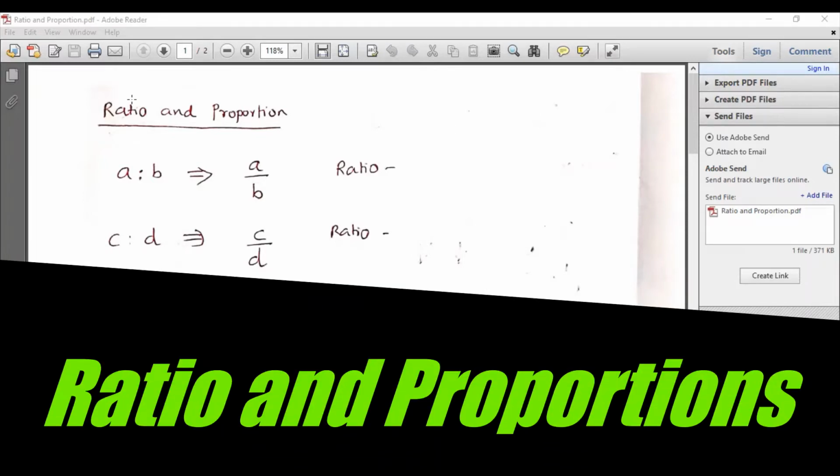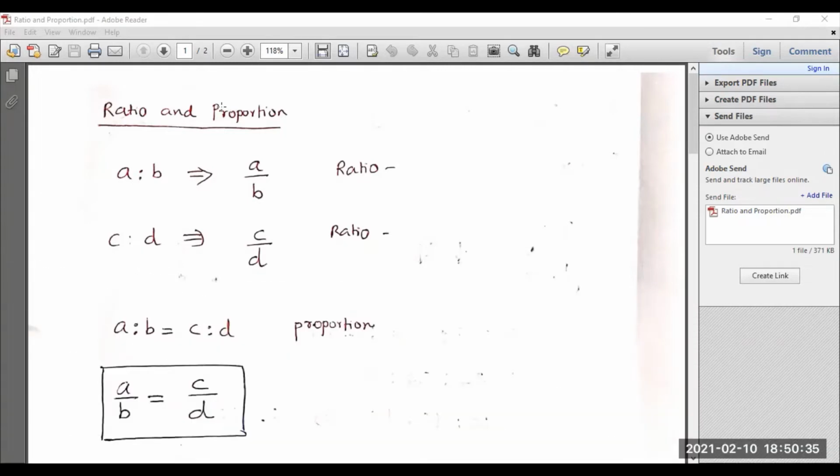Hello everyone. In this session, I'll be discussing one of the most important concepts, that is ratio and proportion. There are many questions which can be expected related to ratio and proportion.